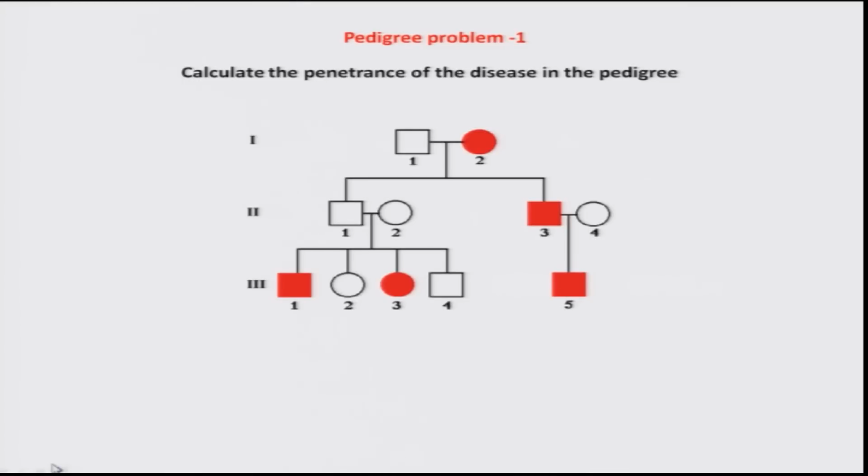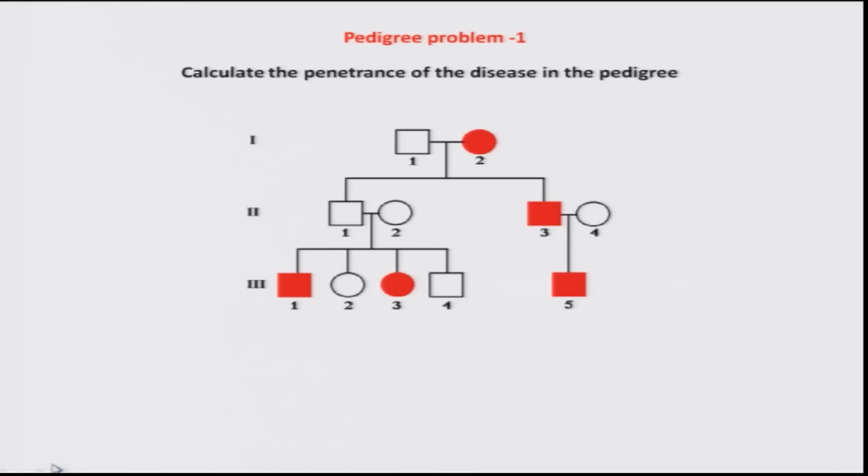So, our first problem for today is to calculate the penetrance of the disease in the pedigree. To understand this problem, we need to know what penetrance is. In many diseases, even though individuals have the genotype related to the disease, phenotypically he or she is normal. That is, you have the disease-causing gene, but you don't have the disease. This is called incomplete penetrance.